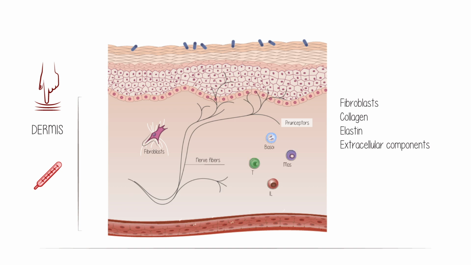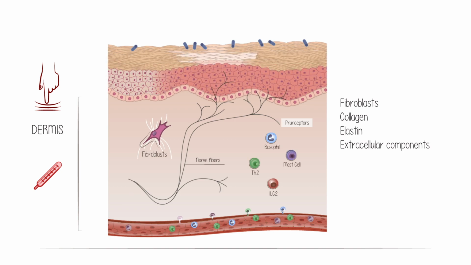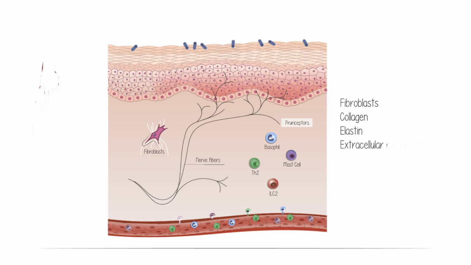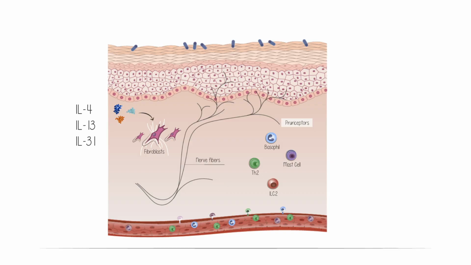Type 2 inflammation has significant effects on dermal fibroblasts, key cells involved in tissue structure, repair, and remodeling. Fibroblasts can be activated by IL-4, IL-13, and IL-31, leading to extracellular matrix deposition, proliferation, and differentiation. Type 2 cytokines, along with transforming growth factor beta, or TGF-beta, can stimulate fibroblasts to produce increased amounts of extracellular matrix proteins such as collagen and fibronectin, leading to fibrotic changes.